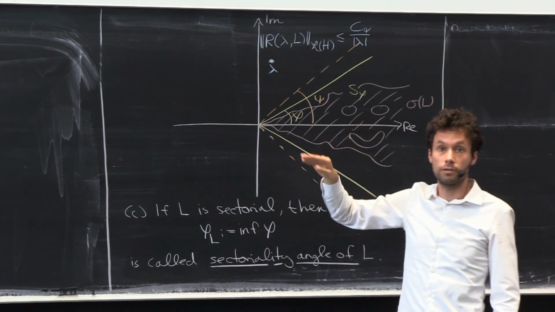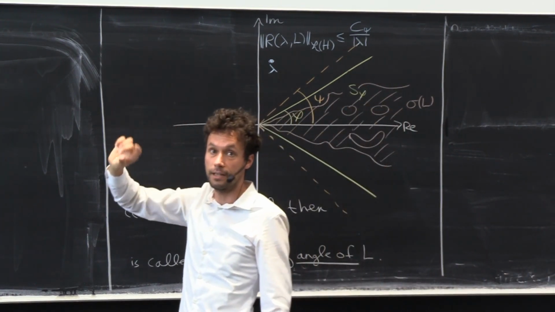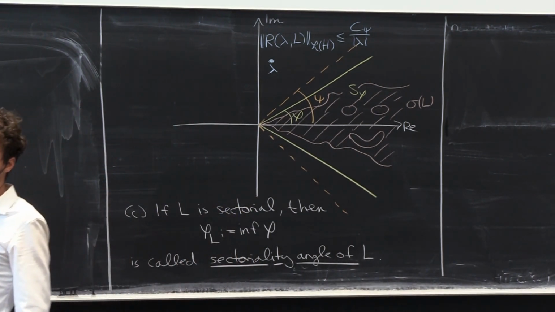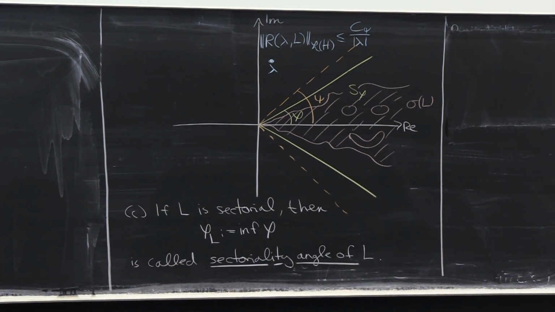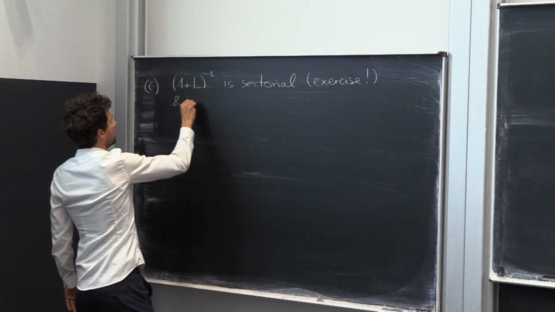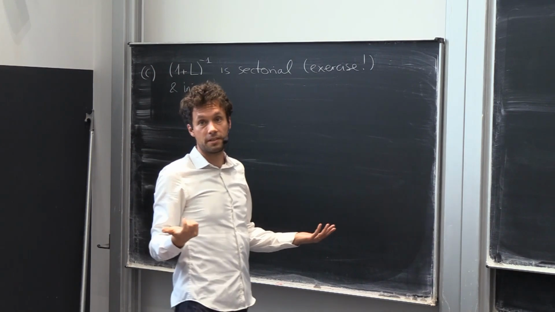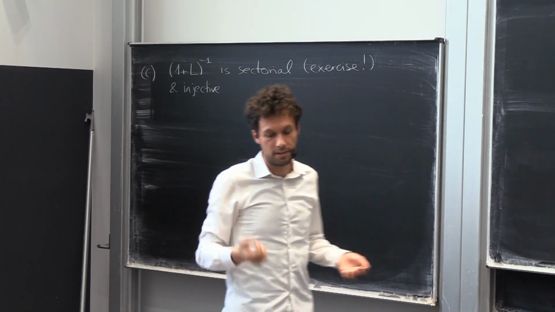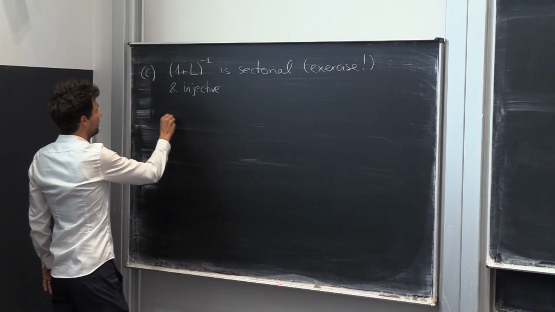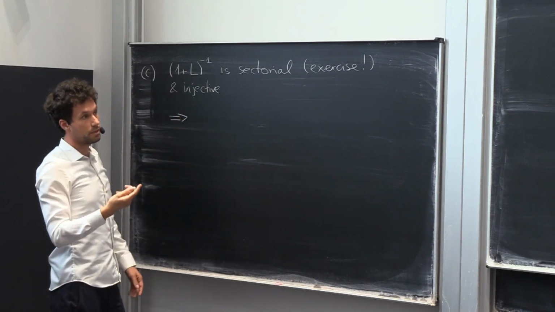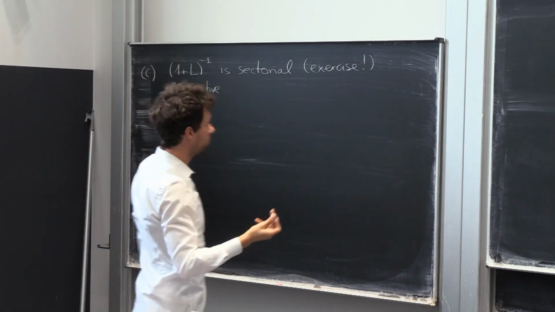If you write things in polar coordinates, it's like r times e to the i phi. You take the inverse, it changes the radius, puts a different sign on the angle, but stays inside the sector. Okay, and you're going to verify it rigorously as part of the exercises. It's also true that this operator is injective, because minus 1 is in the resolvent set of L. So this is going to be an injective sectorial operator. Now I can use the B part for this new operator.